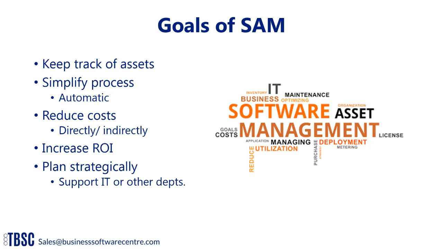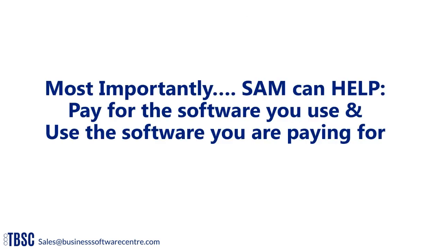So as I had mentioned before about automating the process of software asset management, this would certainly apply as well. You need to plan strategically in order to remain compliant and to optimize your usage. And so I would say our Smarter SaaS solution certainly helps with planning strategically, but partnering with TBSC, we also give our advice on how to plan for a better SAM strategy. But most importantly, SAM can help pay for the software you use and use the software you are paying for.